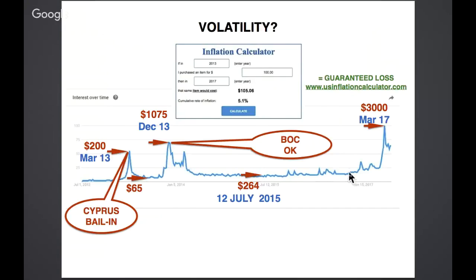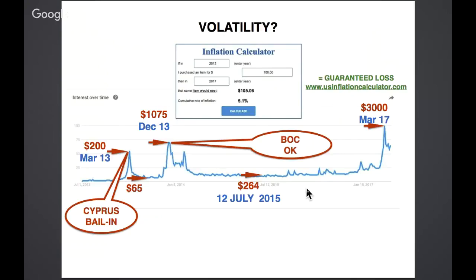And then obviously the price went all the way, flatlined till here. And then around March 2017, towards the end of 2016, it shot up again, and we saw the $3,000 peak just a few months ago. Okay, now why am I showing you this?